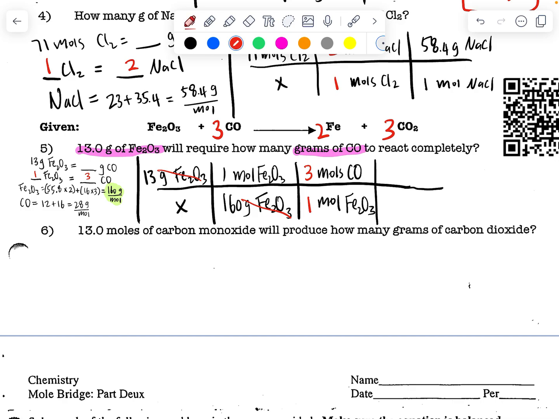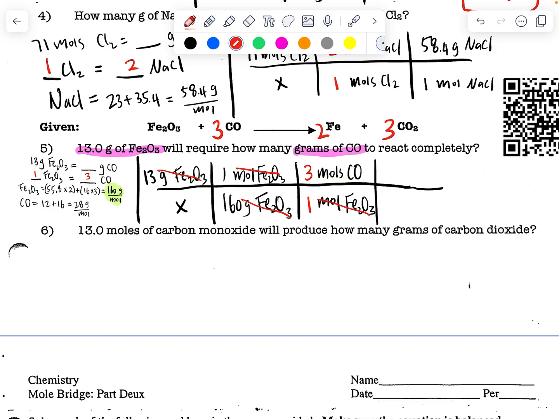So what else can be crossed off here? Moles of Fe2O3 and that one as well. Now everything is in terms of moles of carbon monoxide. Is that what I'm trying to get here? No. Look back to your original question. It says, what is the grams of carbon monoxide? So what I'm going to have to do here is convert from moles to grams.